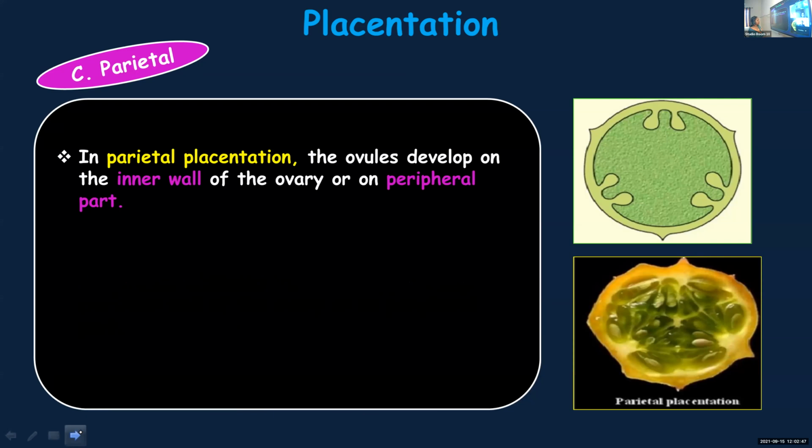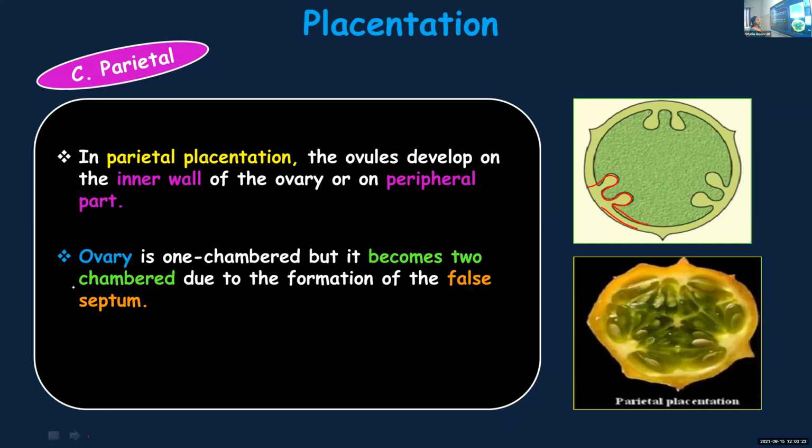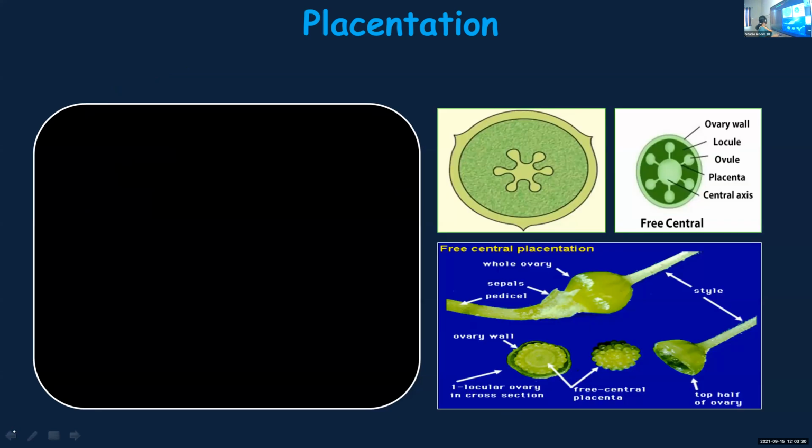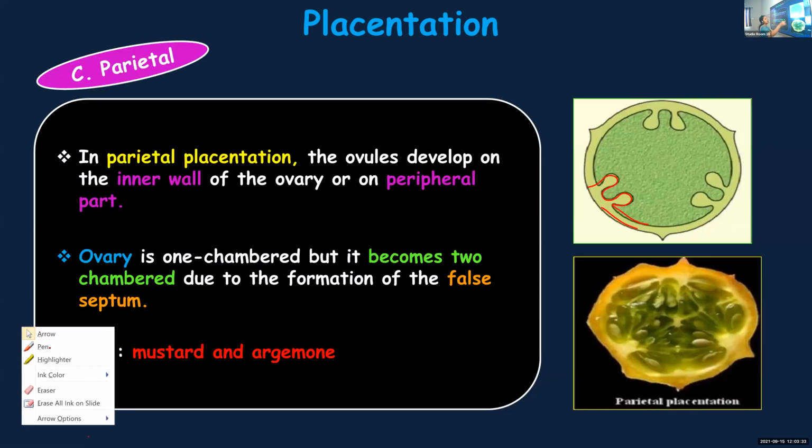Parietal placentation. Here, the ovules are attached to the inner wall of the ovary or on the peripheral part. Periphery means a border. So on the peripheral part of the ovary or on the inner wall of the ovary, you can see the presence of ovules. Ovary is single chamber. As you can see in the figure, it is not divided into chambers.